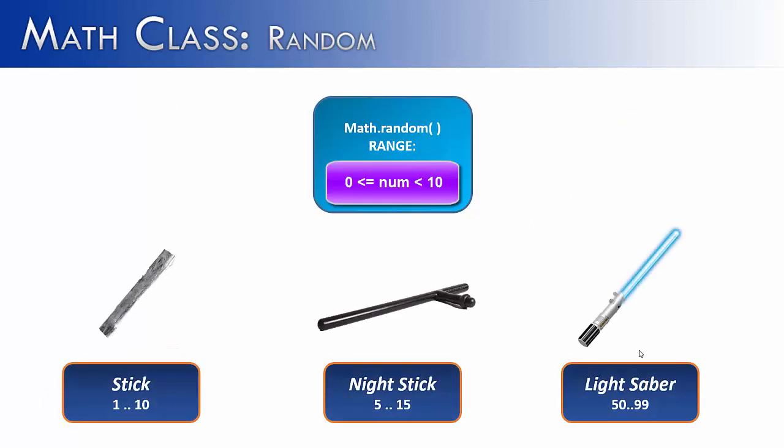Let's say that you're playing a game, and the point of the game is to hit things with whatever stick you have. And you start out with just a normal everyday stick. And it does a random damage of 1 to 10.